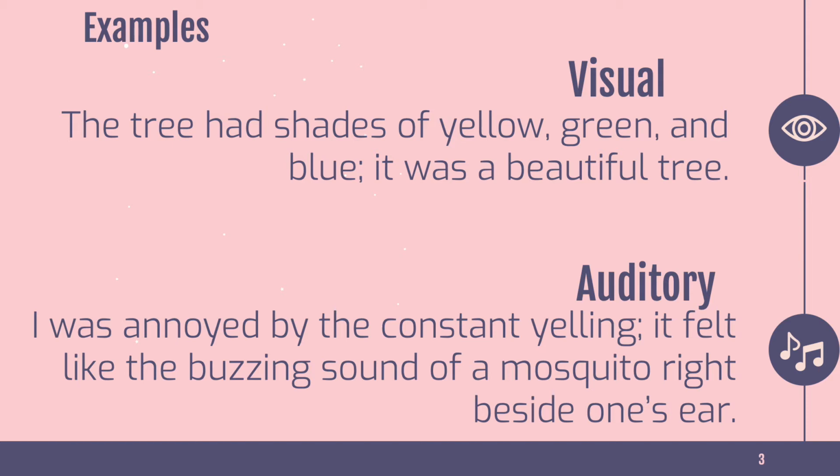Now, auditory. Here we have an example. I was annoyed by the constant yelling. It felt like the buzzing sound of a mosquito right beside one's ear. If you ever had a mosquito beside your ear, you know what this author is talking about. So, hearing the constant yelling as the buzzing sound of a mosquito, you get an image of what the author is hearing.